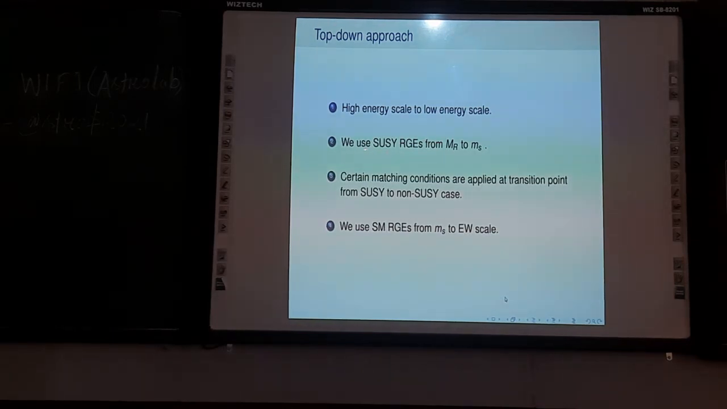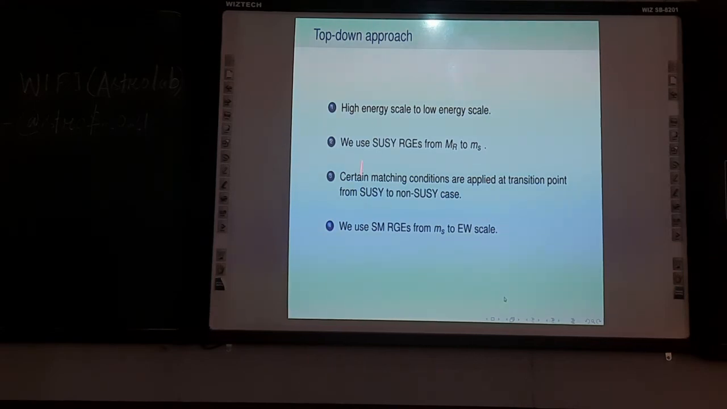I also used the renormalization group equations from the high energy scale, and this is the intermediate scale, so there is the SUSY breaking scale. Using certain matching conditions, I go from this MR to MS and from MS to the electroweak scale. In this intermediate MS scale, I use the matching condition. What I'm doing in this top-down approach is just bringing the theory from the high energy to the low energy, and in the intermediate scale, I use the certain matching conditions.